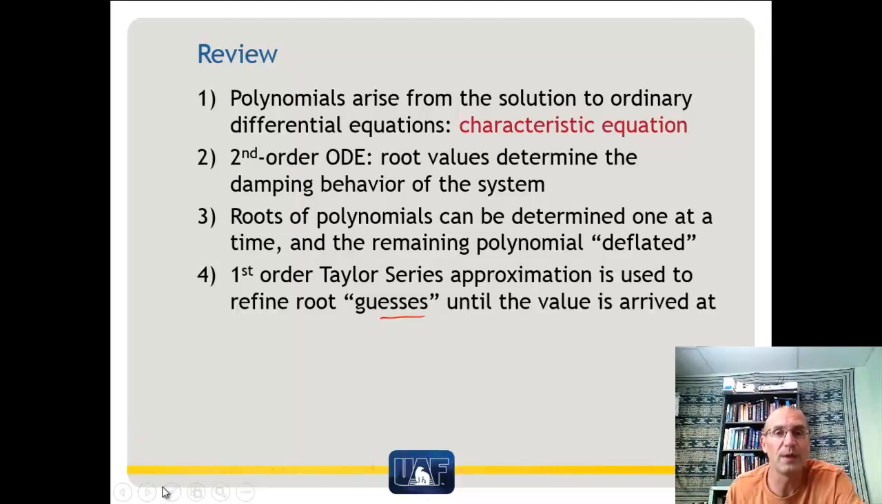I know it seems kind of complicated, but what we've got is a numeric system to find the roots of an equation, and you can do this for very, very large polynomials.